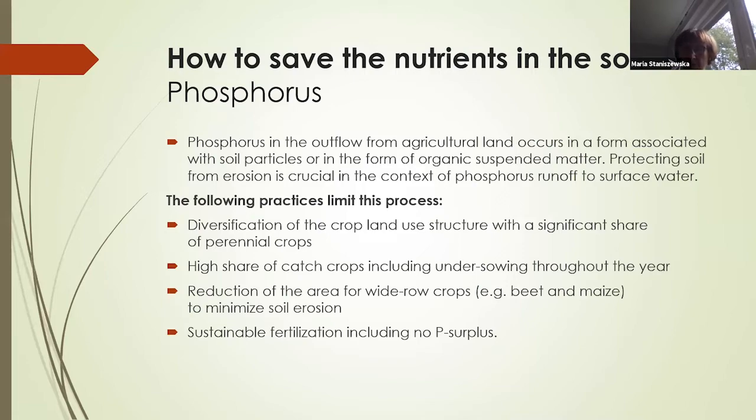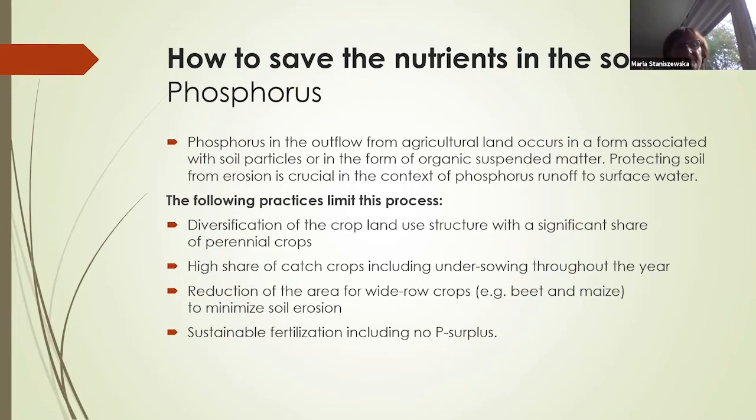And that was about nitrogen and phosphorus. It's a little bit different, because phosphorus outflow from agricultural land occurs in forms associated with soil particles or in organic suspensions. And protecting soil from erosion is a crucial method to stop this phosphorus leaching.